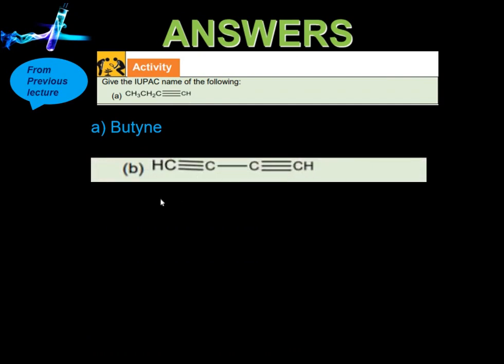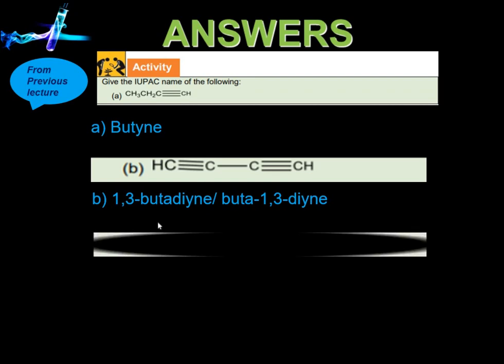In this compound, there are 2 triple bonds present. Again, it is a butane chain and it is a butadiyne. At position number 1 and position number 3, there are 2 triple bonds present. So that's why it is called 1,3-butadiyne or buta-1,3-diyne. You can write the name in both possible ways.